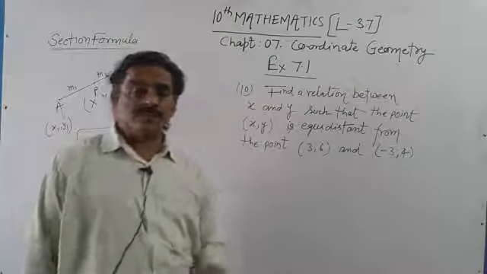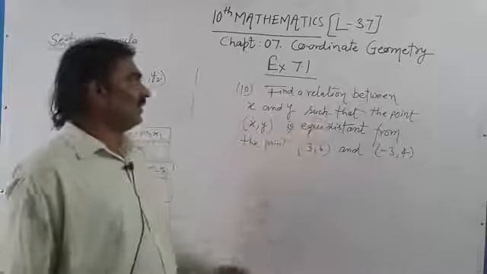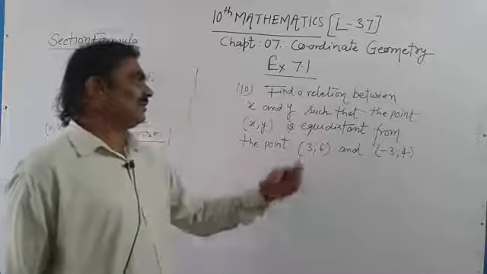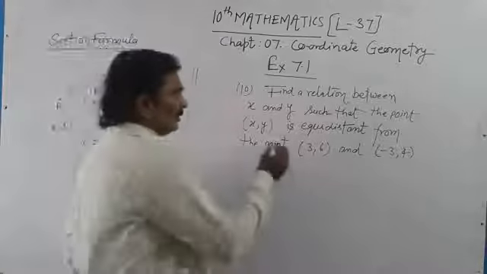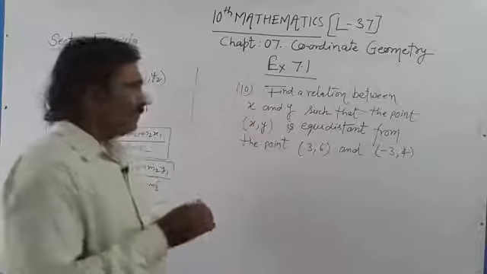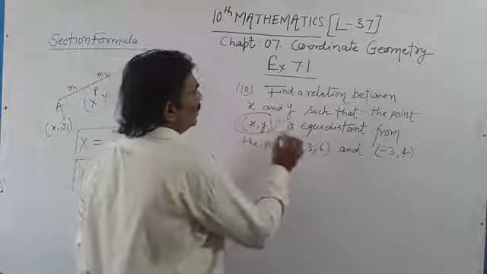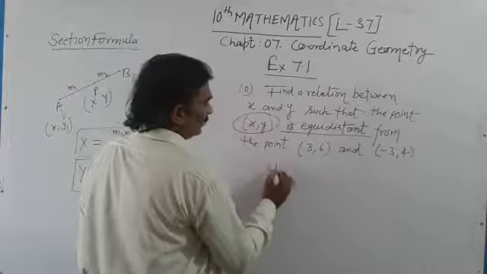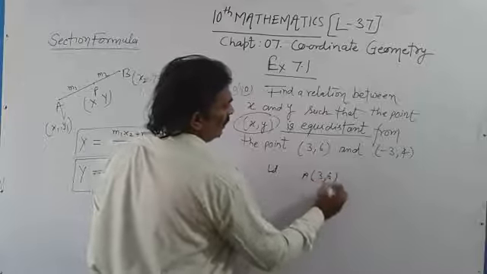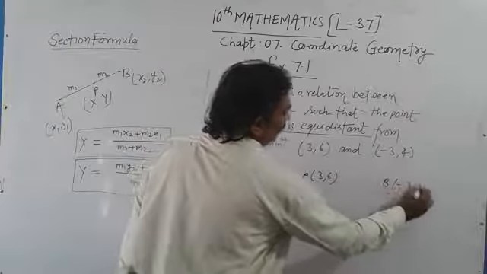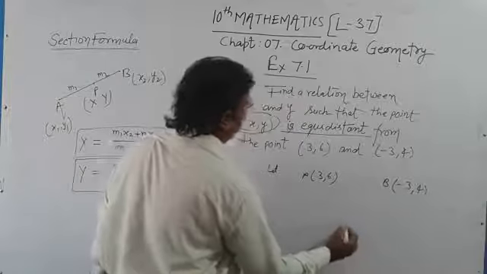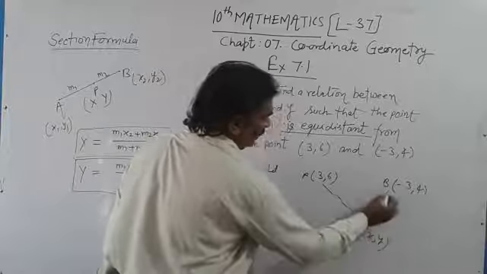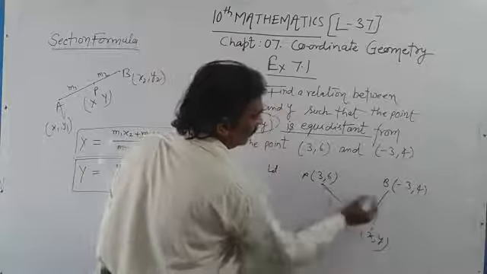Before going to section formula, first we find a relation between x and y such that the point (x, y) is equidistant from the points (3, 6) and (-3, 4). So students, we have to find the relationship between x and y. (x, y) is a point which is equidistant, meaning at equal distance. For example, let point A be (3, 6) and point B be (-3, 4), and one more point is P whose coordinates are (x, y). So we can say these points are at equal distance. It means PA is equal to PB.